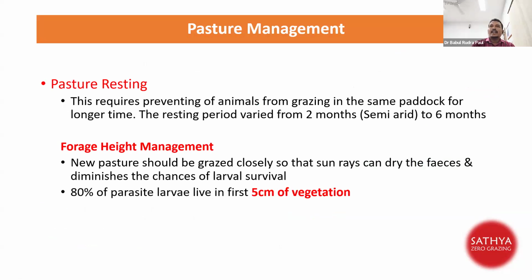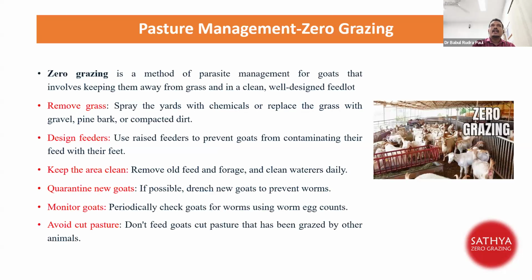And the next one is forage height management, because the parasites mainly reside below that 5 centimeter vegetation. 80% of the parasite larvae are residing there. So if we control the pasture height, there is a chance of management. And then another one is zero grazing.